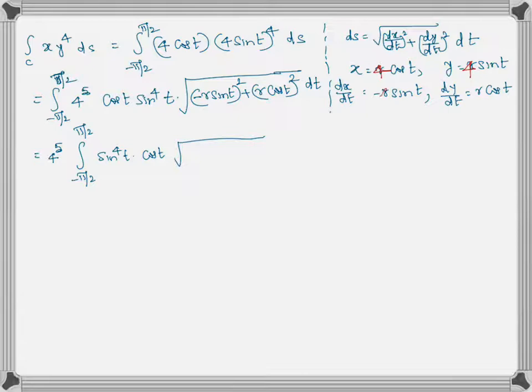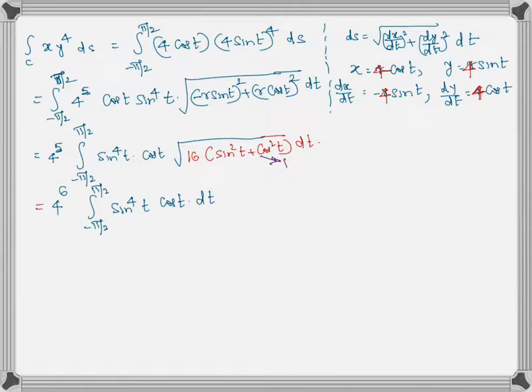times the square root of, you have 4 square which can be taken out of the integral sign, which is 16, times sine square t plus cosine square t, dt. The square root of 16 is 4, so that is 4 to the power 6. That is the integral from negative pi by 2 to pi by 2 of sine to the power 4 t cosine of t dt, since sine square t plus cosine square t equal to 1. Now here you can apply the u substitution method.